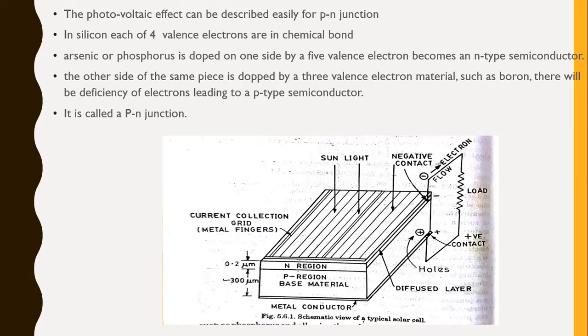Because there are deficiencies in both, they will compensate each other. In n-type electrons are there, no holes. In p-type holes are there, no electrons. So in order to compensate for these deficiencies, they will tend to flow in opposite directions.